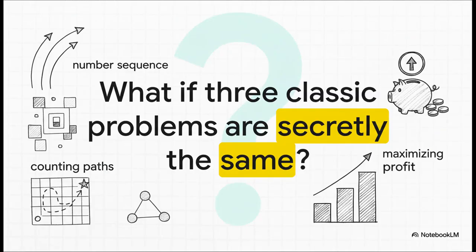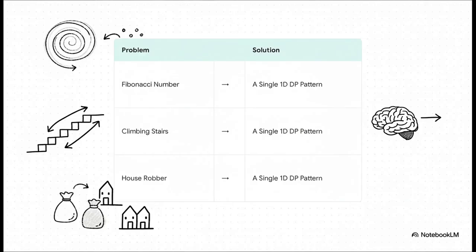What if I told you that three problems that look completely different on the surface, one's about calculating numbers, another's about counting your steps, and a third is all about maximizing your loot? What if they're all actually the same problem in disguise? Yep, that's right. The problems we're talking about are Fibonacci, climbing stairs, and house robber. And here's the kicker. It turns out all three can be cracked using one single, elegant 1D dynamic programming pattern.